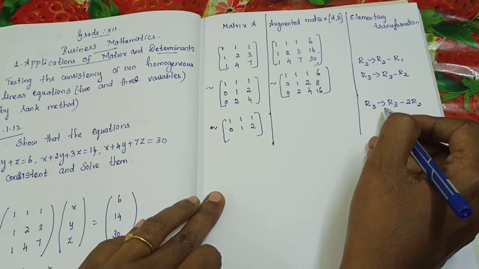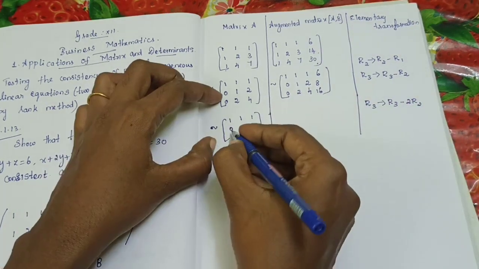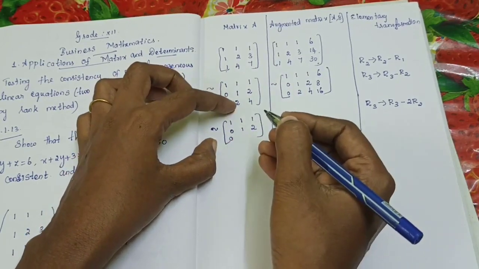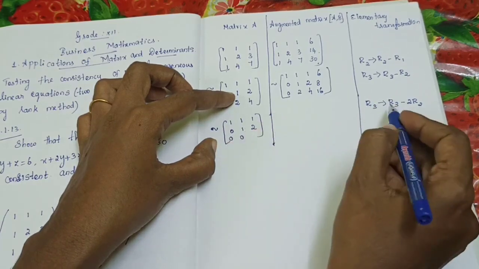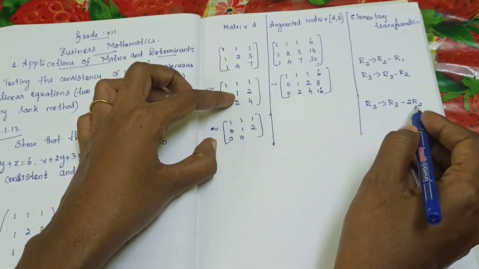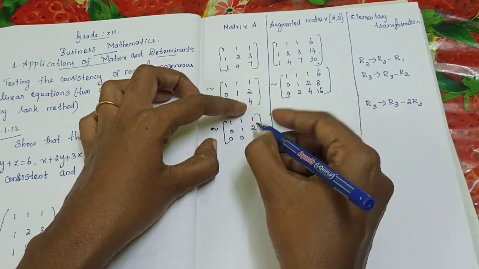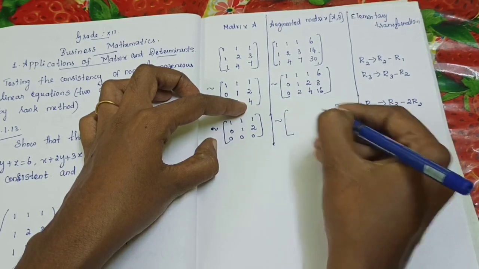So 1 1 1 0 1 2. How am I going to change R3? R3 minus 2R2. So 0 minus 2 into 0 is 0. Then 2 minus 2 into 1, so it's also 0. Then R3 minus 2 into R2, is it right? So 4 minus 2 into 2, that is 4 minus 4, that's also 0. The same condition you need to apply here also.